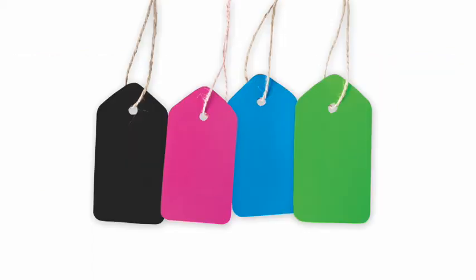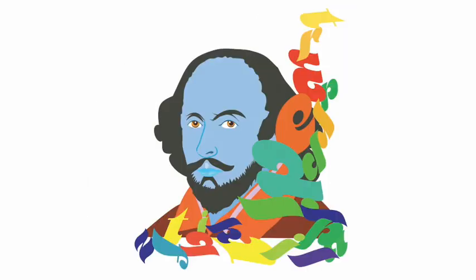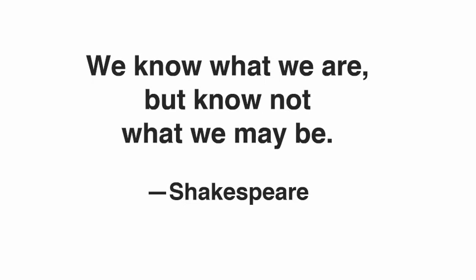So we have to be careful when we say, I am A. We can't forget that in identifying ourselves with A, we may also be able to be B, C, or D, or all of the above. Otherwise, we are excluding creative options and shrinking our lives down to what we know. As Shakespeare once said, we know what we are, but not what we may be.